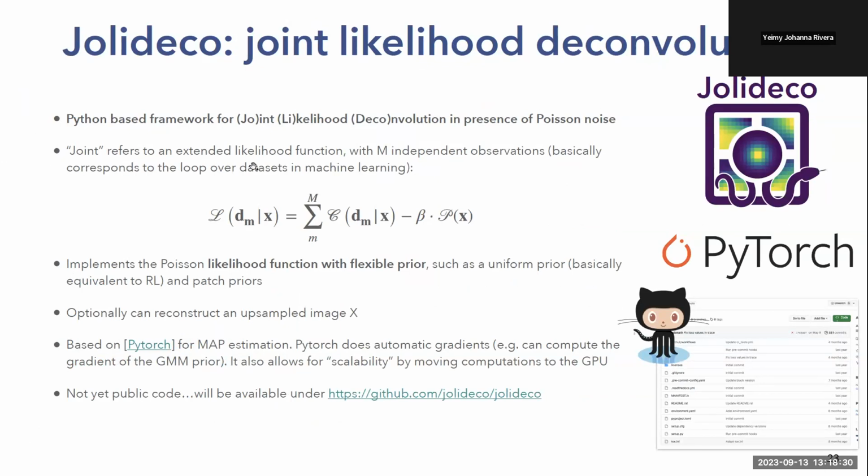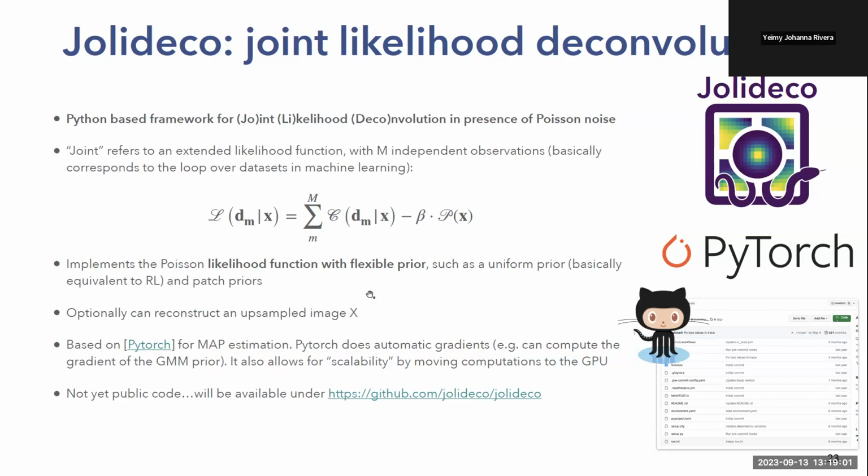And joint refers in this case to a modified likelihood function where I not only have one observation, but can have multiple observations of the same region in the sky. In this case, I have an additional sum in the likelihood that goes over multiple observations. If you're familiar with machine learning techniques, this basically corresponds to the loop over data sets in machine learning. So you have multiple examples of the same thing.